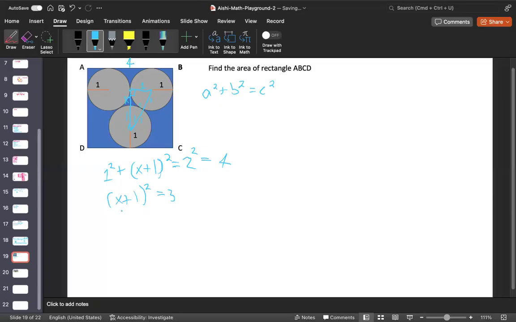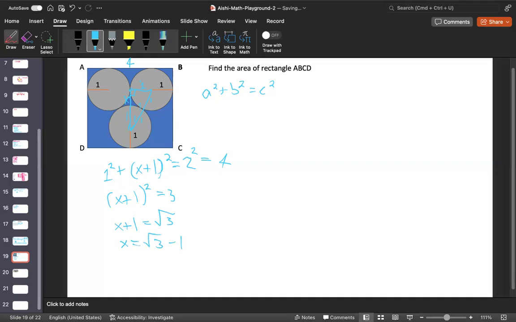Okay, so since we need just x, how about we take the square root on both sides? We end up with x plus 1 is equal to square root of 3. So now let's subtract 1 on both sides. We have x is equal to square root of 3 minus 1.